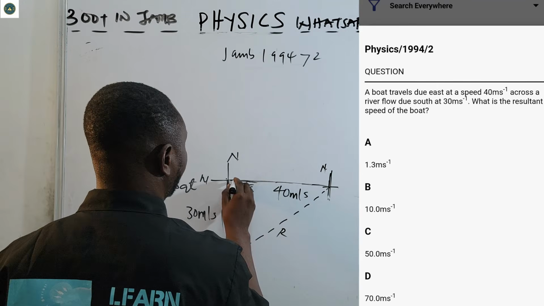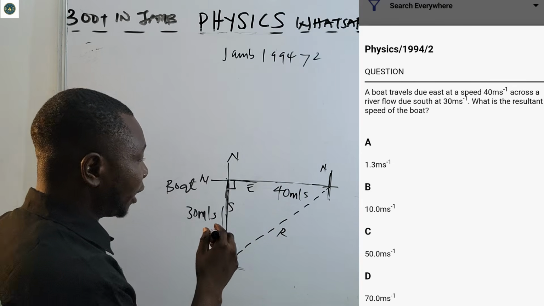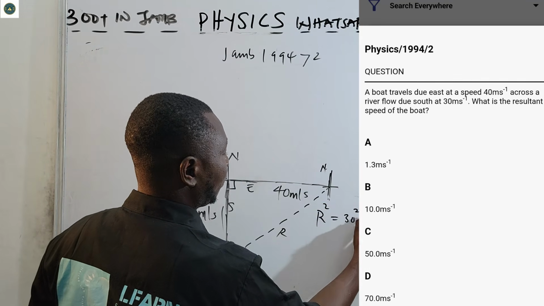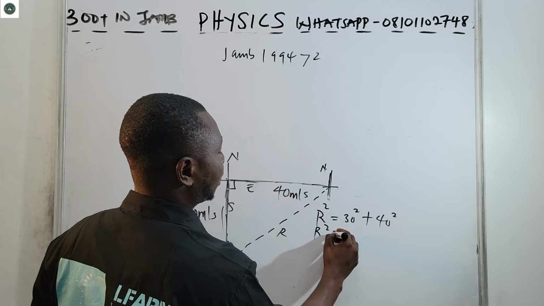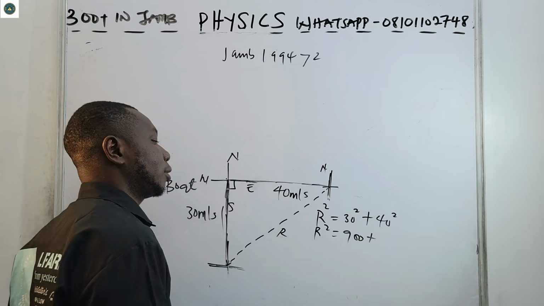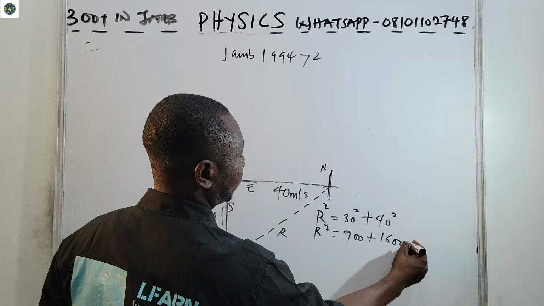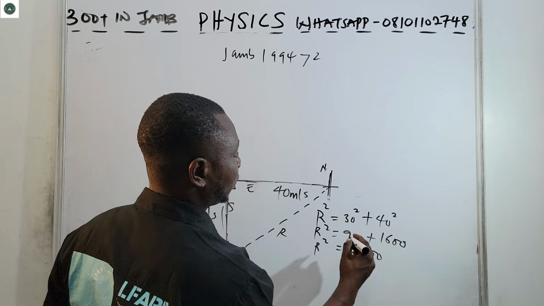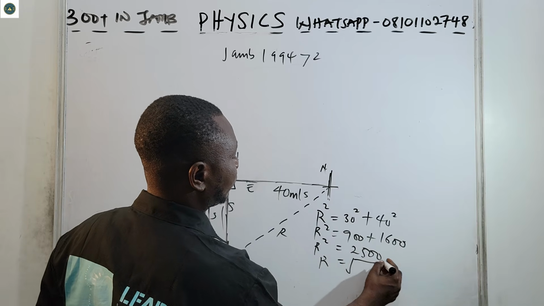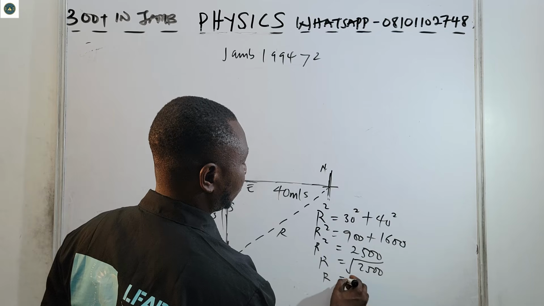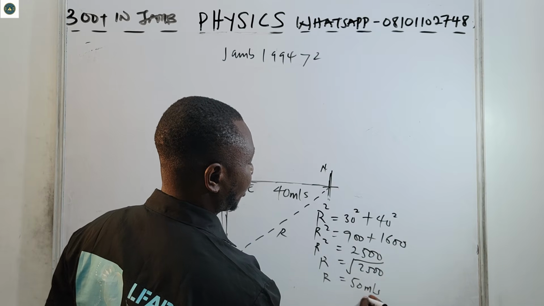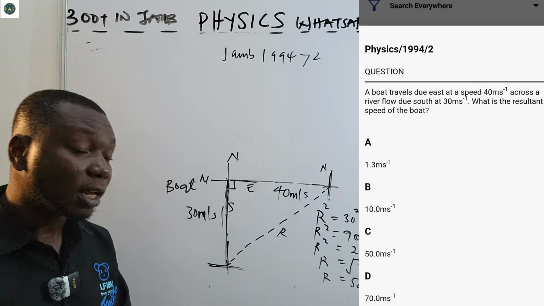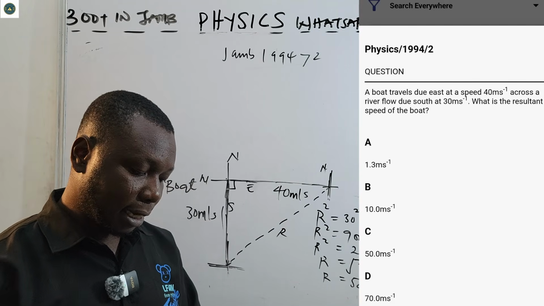So using Pythagoras, if this is 90 degrees, definitely our R square will be 30 square plus 40 square. So 30 square is 900 plus 40 square is 1600, so R square becomes 2500. So the resultant is square root of 2500. The resultant is 50. So you have 50 meters per second. So let's see our options. The answer is C.